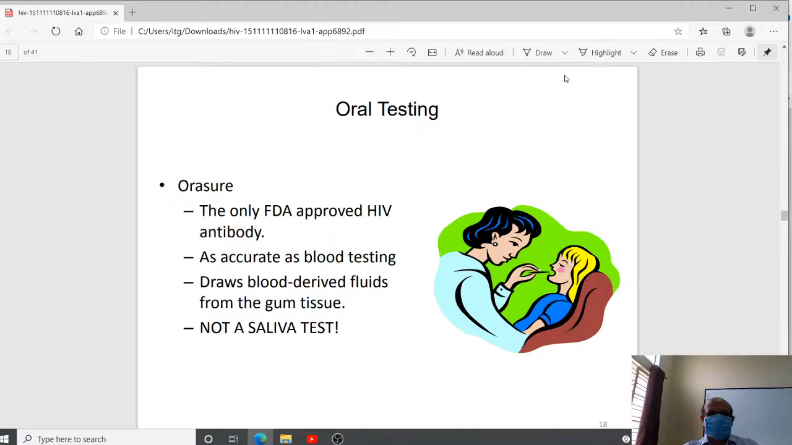Oral testing is the only FDA-approved HIV antibody test of this kind. It is as accurate as blood testing and draws blood-derived fluid from the gum tissue. It's not a saliva test.